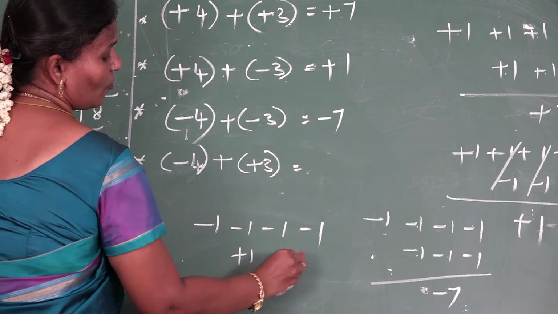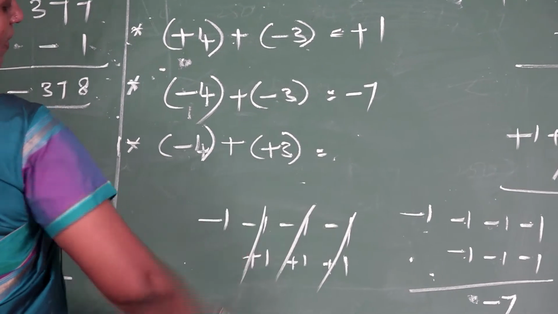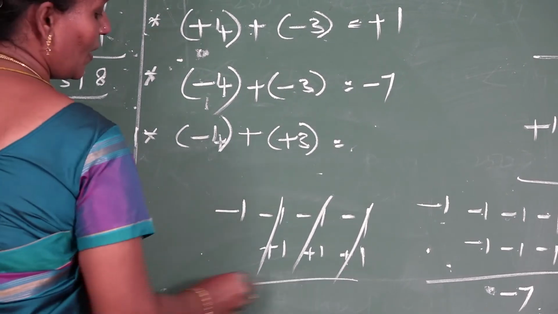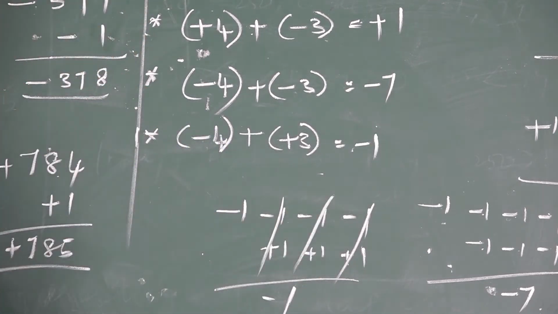So plus 1, plus 1, plus 1. Plus 1 minus 1 cancel here. Plus 1 minus 1 cancel. Plus 1 minus 1 cancel. What is the remaining? Minus 1 is the remaining. So minus 1 is the answer.